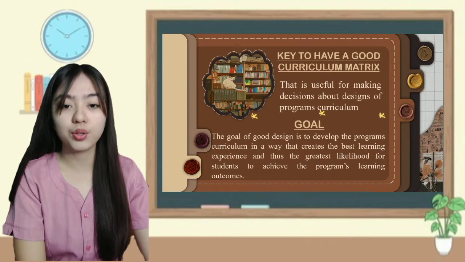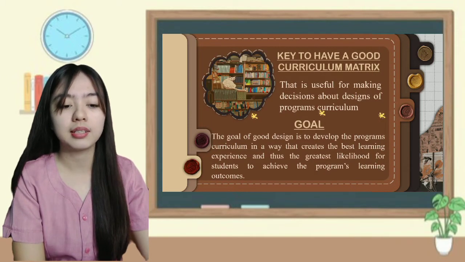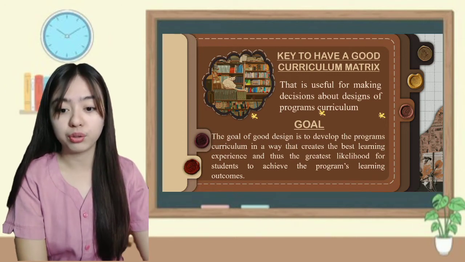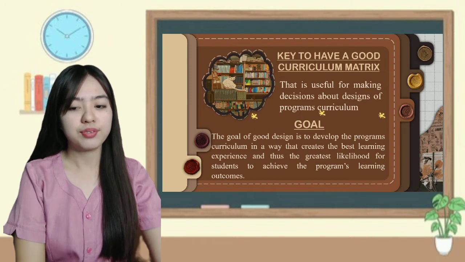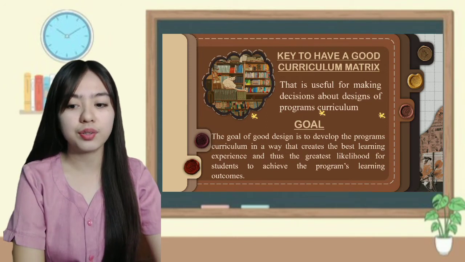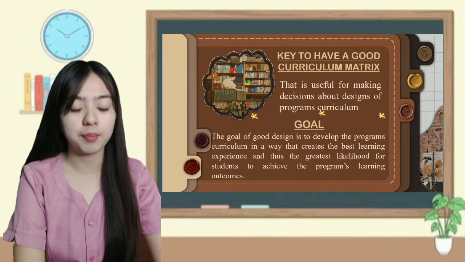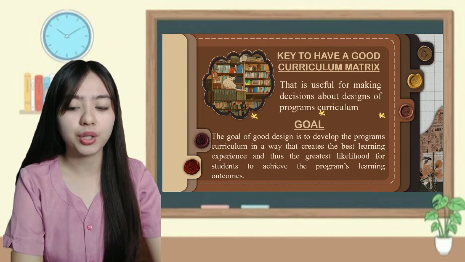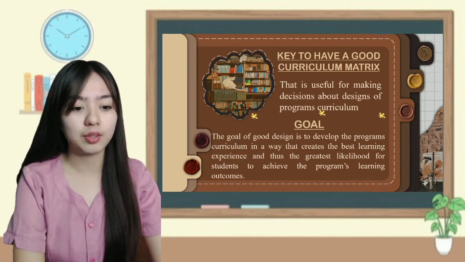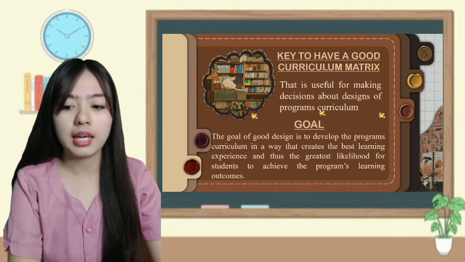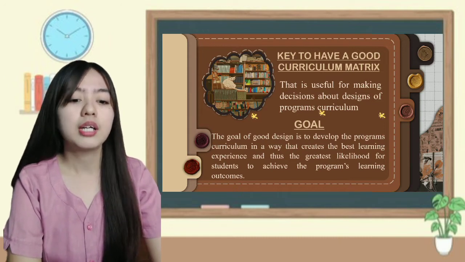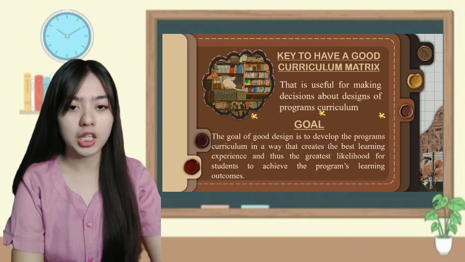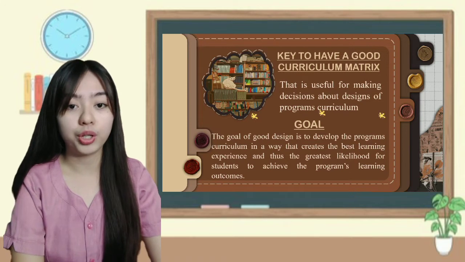The key to have a good curriculum matrix or map is that it's useful for making decisions about designs of the program's curriculum. Design refers to course sequencing, assignment sequencing, and skills and concept development that occurs in the program. So, the goal of good design is to develop the program's curriculum in a way that creates the best learning outcomes or experience and thus the greatest likelihood for students to achieve the program's learning outcomes. Dito inilalagay yung mga i-discuss o pag-aaralan ng buong quarter.